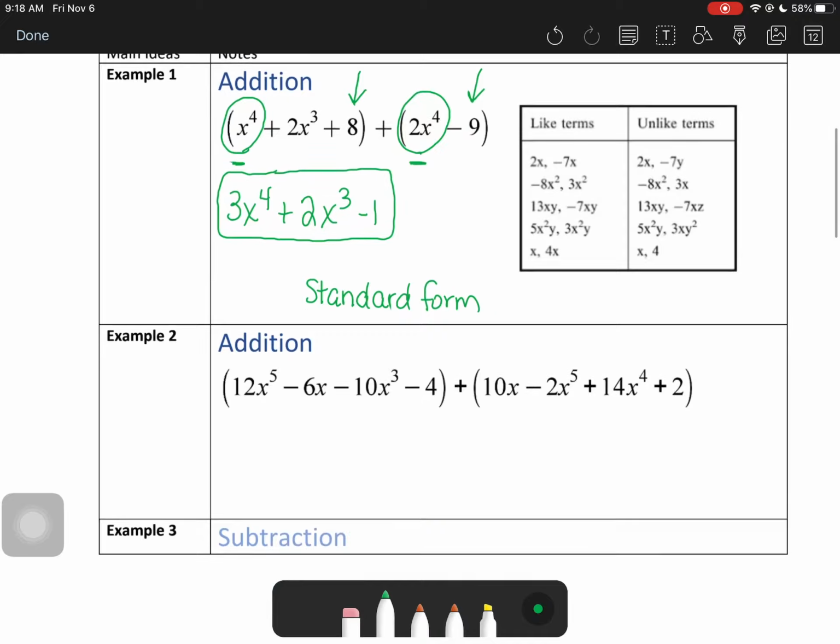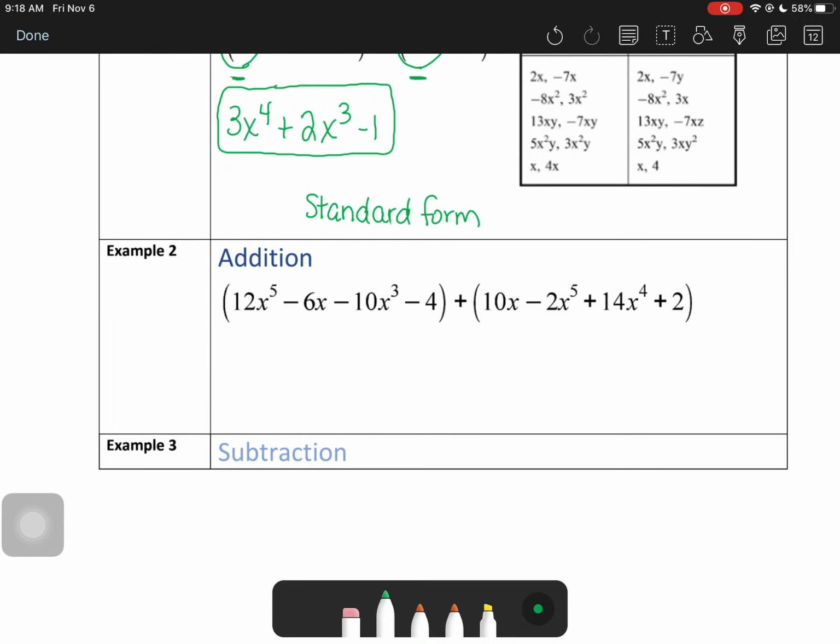Let's try another example. So the largest I have is 12x to the fifth, and I'm going to combine that with a negative 2x to the fifth. 12 and negative 2 would be 10x to the fifth. Please remember that your base, variable, and exponent do not change. We're just adding the coefficients that are in the front.